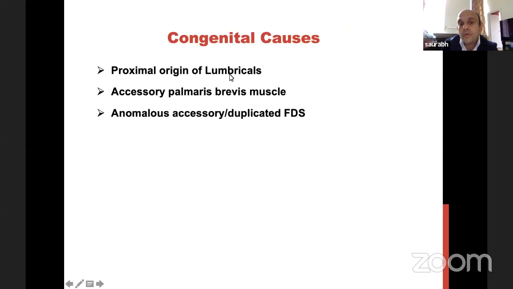So lumbricals we saw before, they're coming from zone 3. But if they have a slightly proximal origin in zone 2, zone 4, that is under the flexor retinaculum, if they come from FDP under the flexor retinaculum, it becomes a space occupying lesion. So patient will get a carpal tunnel, or an accessory palmaris brevis, or an anomalous duplicated FDS. Again, if it's a duplicated or accessory FDS, there's not enough room under the carpal tunnel. So hence space occupying lesion, hence the symptoms. So causes are important. They will expect you to know all of them.